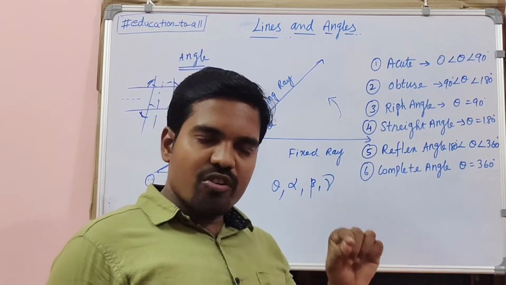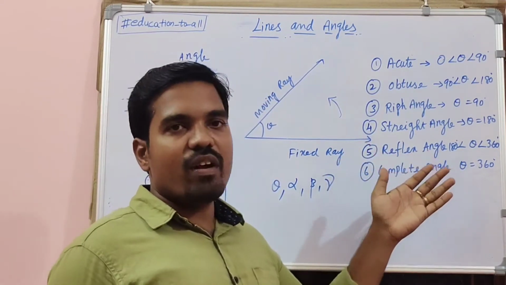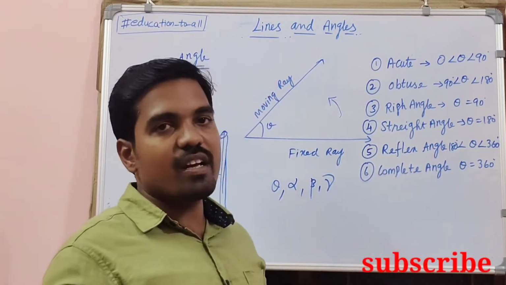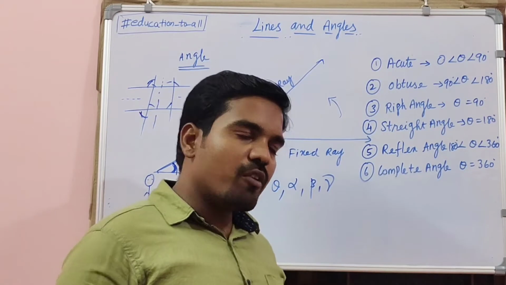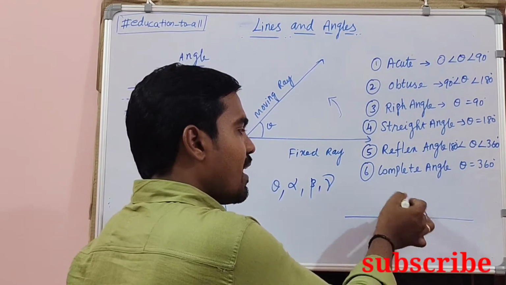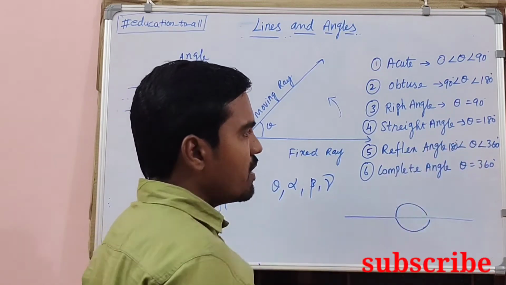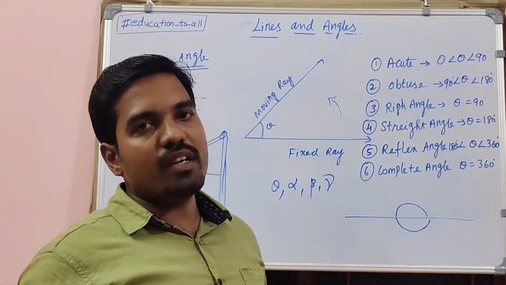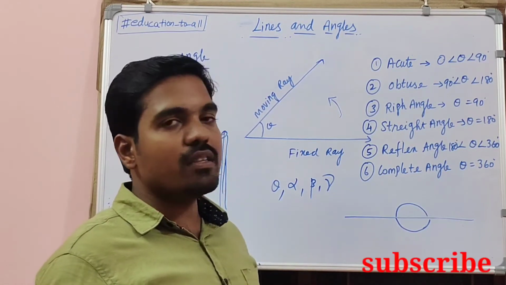Next, right angle. If the angle is exactly equal to 90 degrees, then it is called a right angle. Next, straight angle. What is meant by straight angle? If the angle is exactly equal to 180 degrees, it is called a straight angle. Next, reflex angle. The straight angle, I told you already, is 180. The angle starts to reflex in this direction, so that is called a reflex angle, and it will lie between 180 and 360 degrees. For example, 190 degrees is a reflex angle, which is between 180 and 360 degrees.